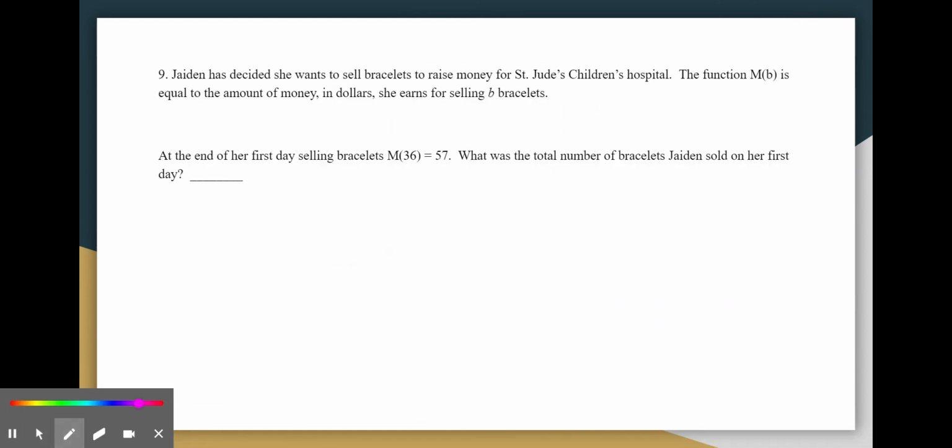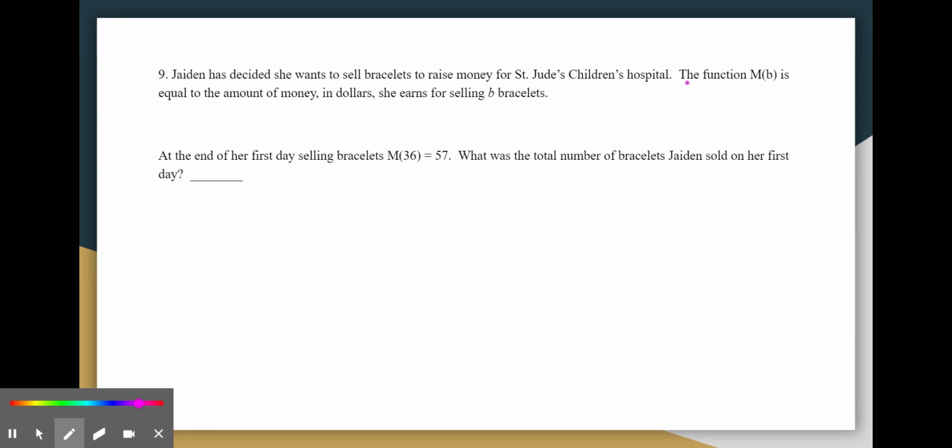Okay. Jane has decided she wants to sell bracelets to raise money for St. Jude's Children's Hospital. The function M of B is equal to the amount of money in dollars she earns for selling bracelets. At the end of her first day selling bracelets, she's earned 57. M of 36 equals 57. What is the total number of bracelets Jane sold on her first day?